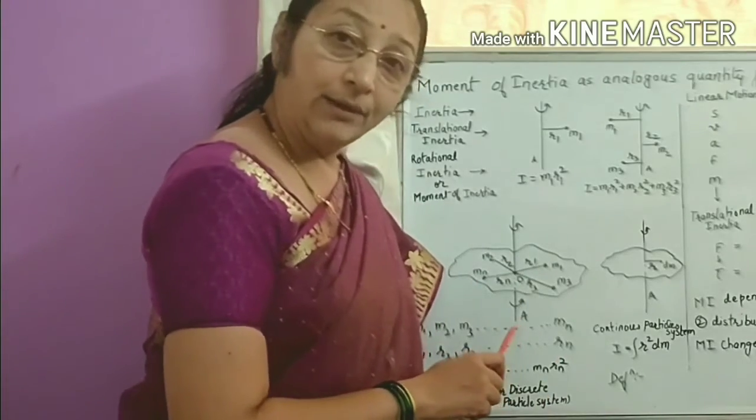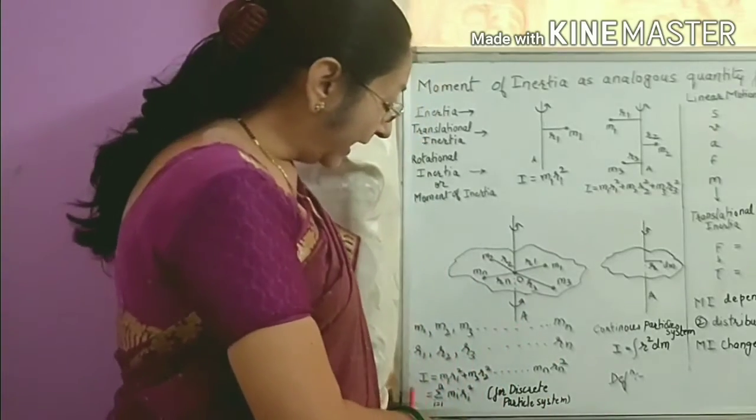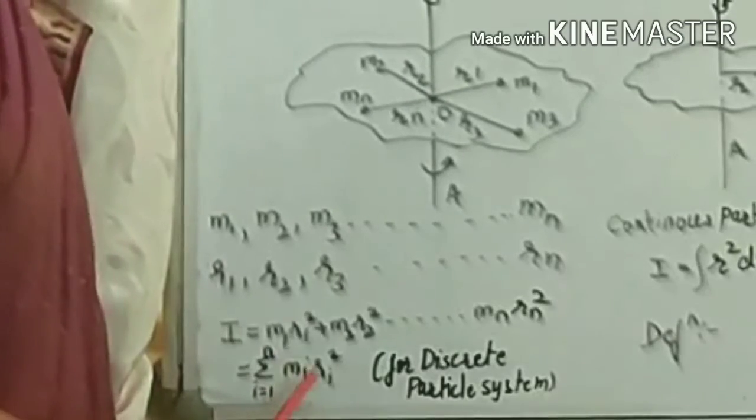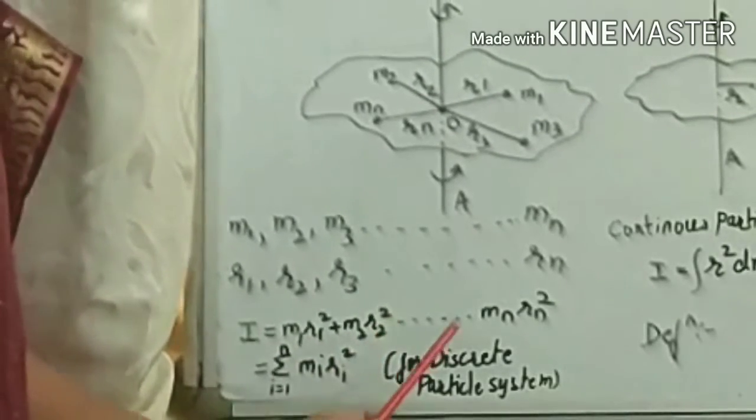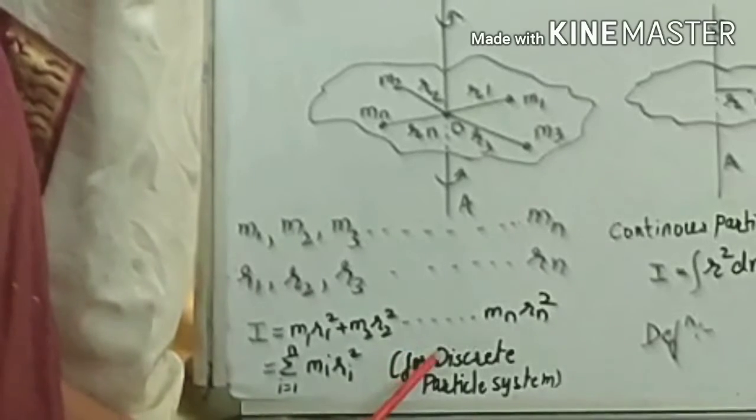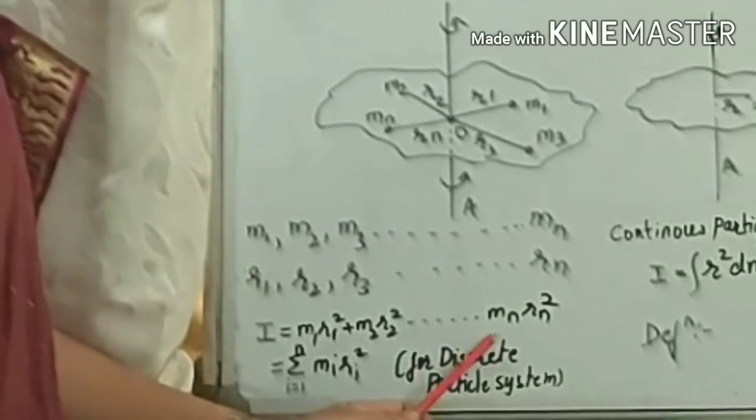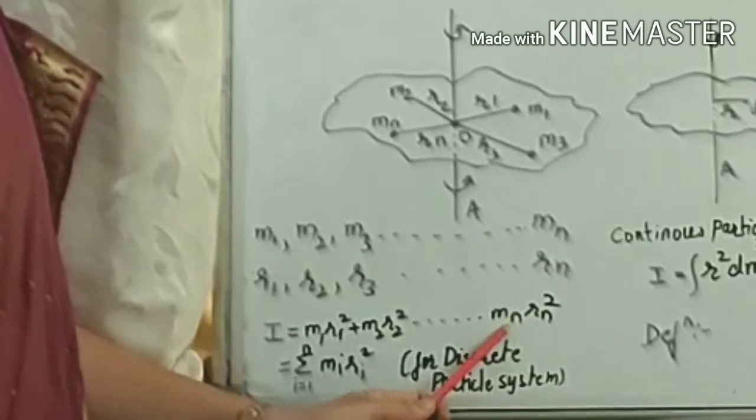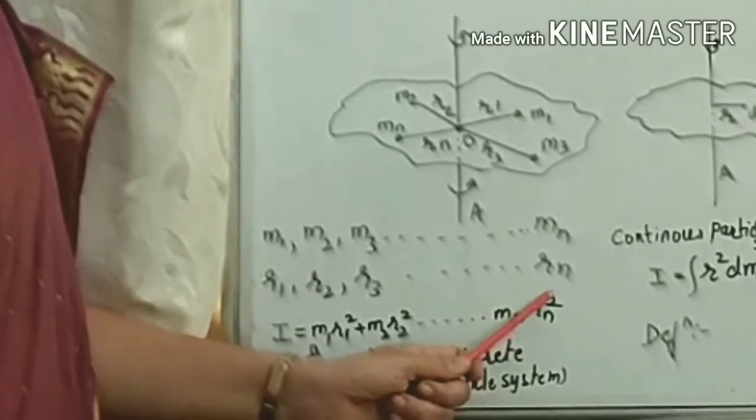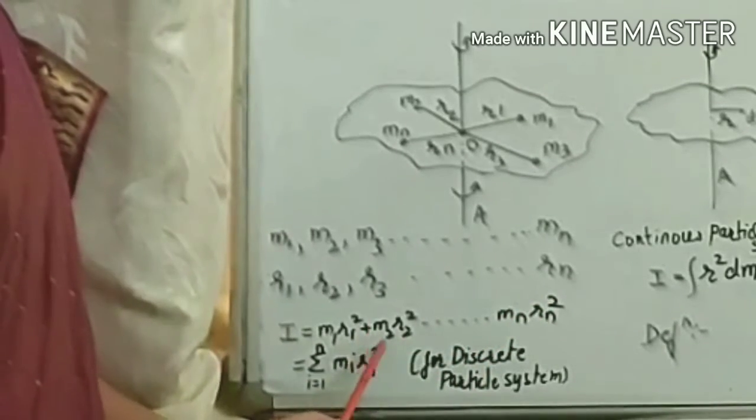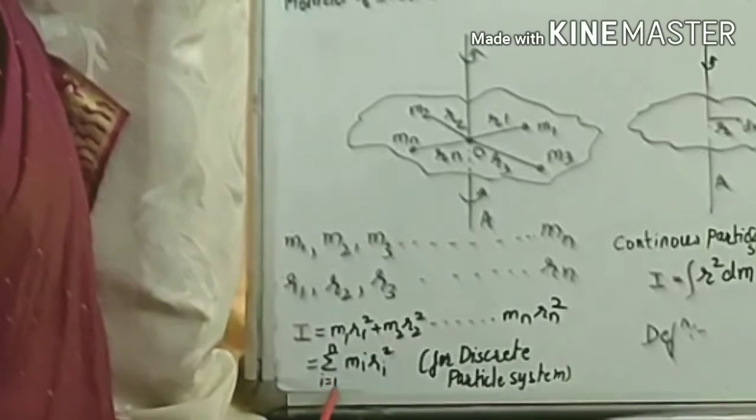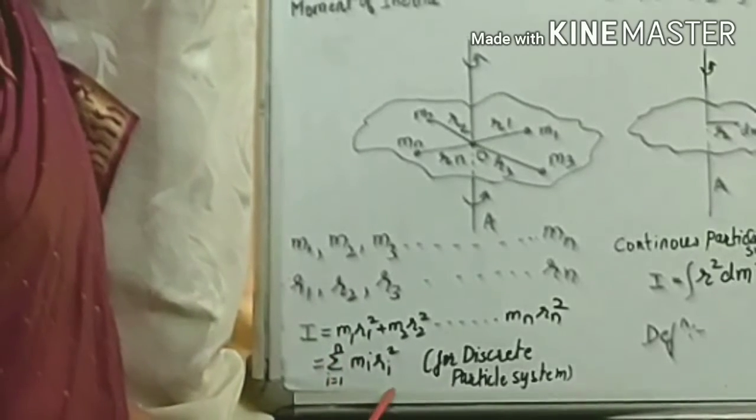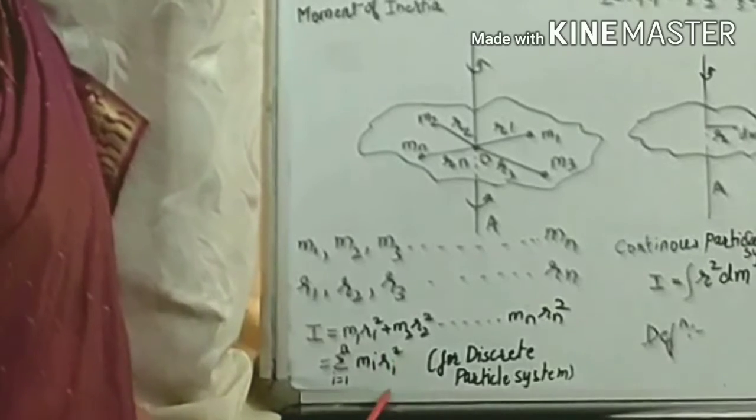So how do I write the moment of inertia? I write I equal to m1 r1 square plus m2 r2 square plus m3 r3 square and so on for all the particles up to mn rn square. In this way I write the moment of inertia. If I want to write it in short, I equal to the summation from i equal to 1 to n of mi ri square. This I write in the summation form.